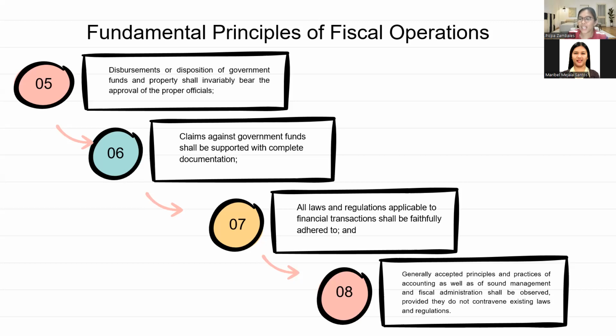And lastly, generally accepted accounting principles, the accepted principles and practices of accounting, as well as of sound management in fiscal administration, shall be observed, provided they do not contravene existing laws and regulations. Okay, so patuloy naman yung development as long as wala tayong kino-contradict na laws and regulations. Okay? So this is just a reminder. Pagdating ng chapter 5, nandun na naman yung 8 na yan. Actually, when I started working with the government, binabasa ko talaga siya.